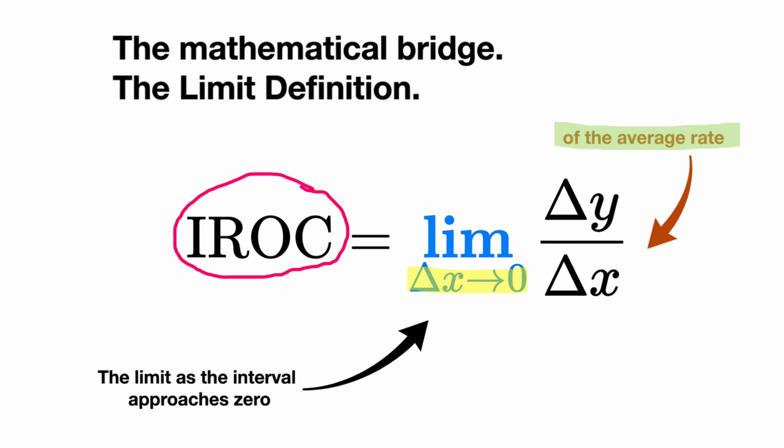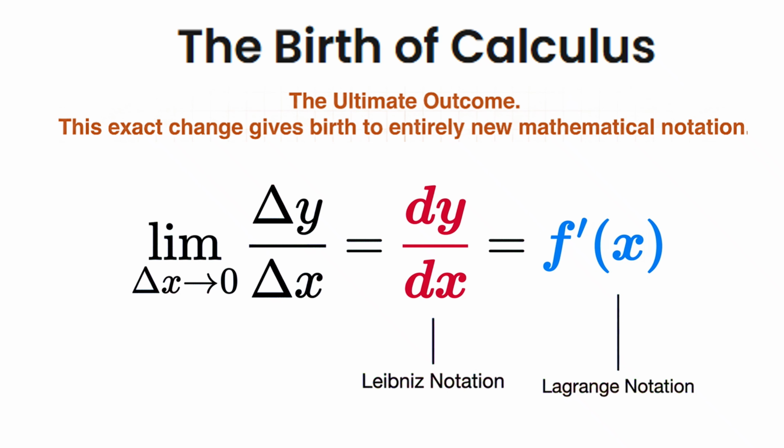Mathematicians gave this powerful idea a name, the limit. Instead of letting the interval become 0, they studied what happened as it got infinitely close to 0. That tiny difference changed mathematics forever. From this single idea came an entirely new branch of mathematics, differential calculus. With it came new notation, new techniques, and the ability to describe motion, growth, change, and optimization with incredible precision.